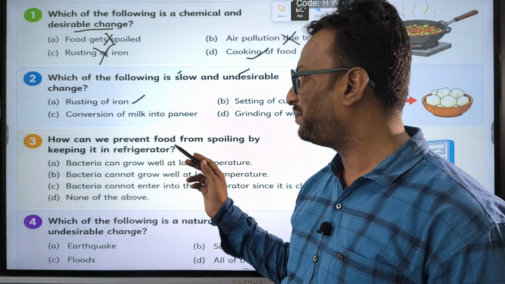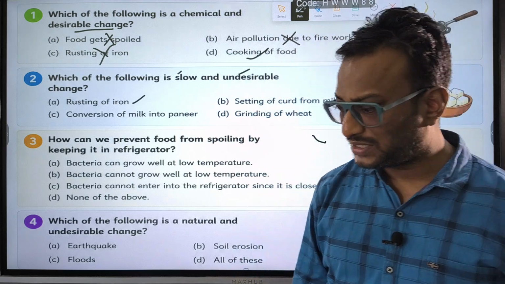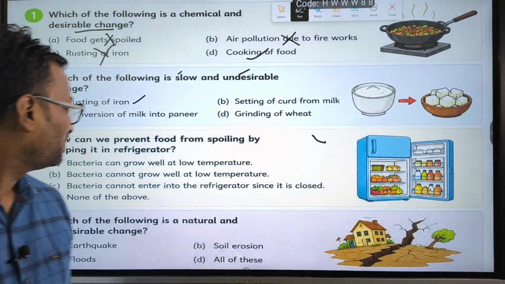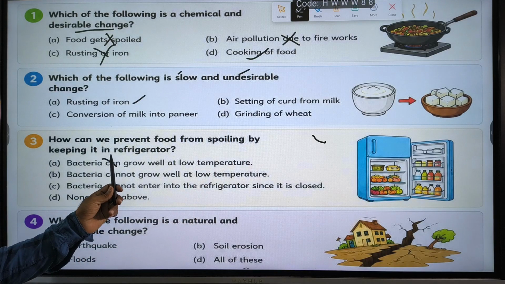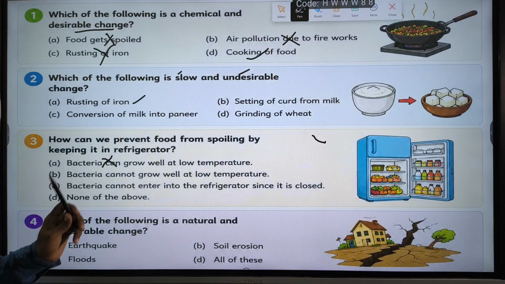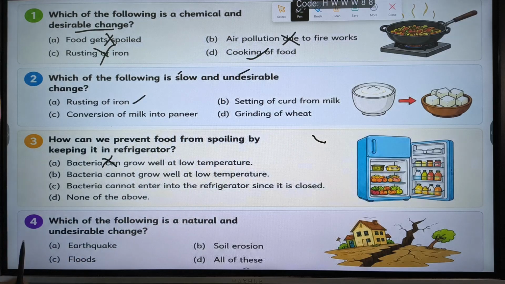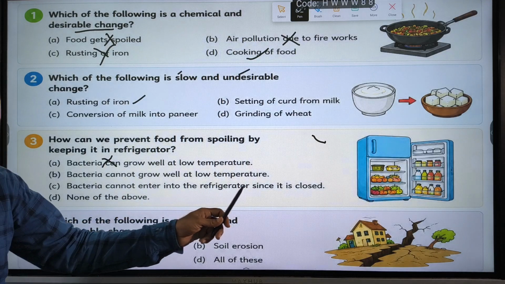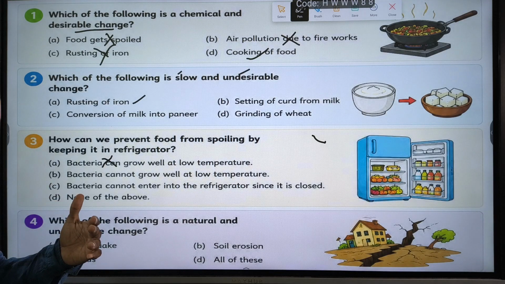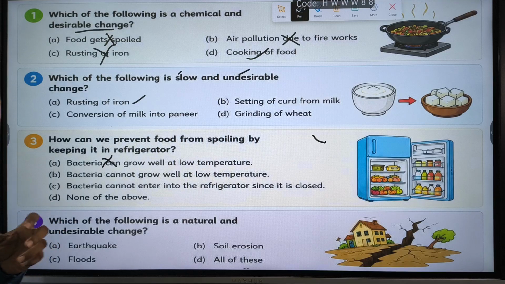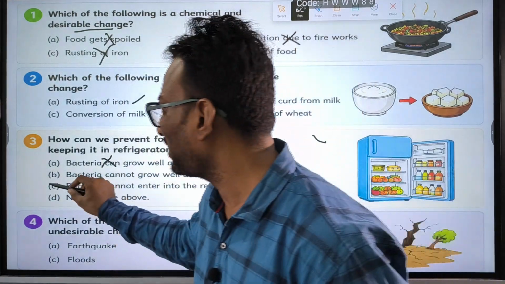How can we prevent food from spoiling by keeping it in the refrigerator? What does the refrigerator do? Can bacteria grow well at low temperature? No. Bacteria cannot grow well at low temperature. Bacteria cannot enter into the refrigerator since it is closed. None of the above. Actually, harmful bacteria will not grow faster. The correct option is B here.